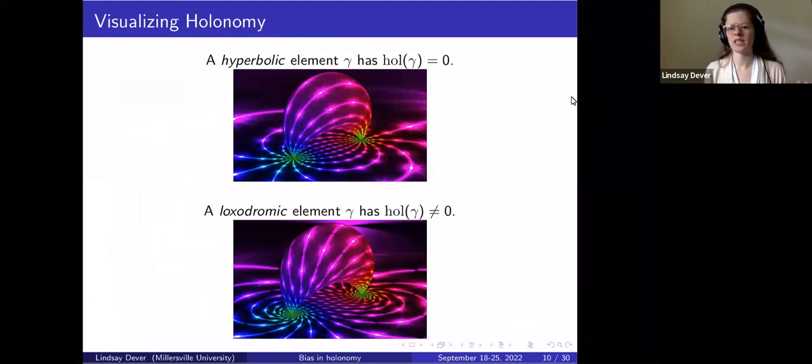So to make sure we're visualizing this correctly, a hyperbolic isometry is one that has 0 holonomy, so there's no twist. And then a loxodromic isometry would have some non-zero twist. So the holonomy would be non-zero.